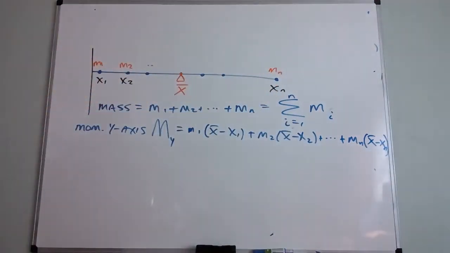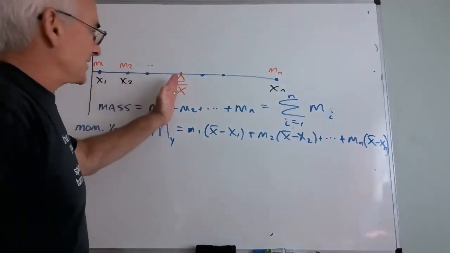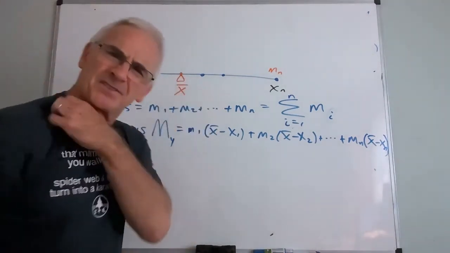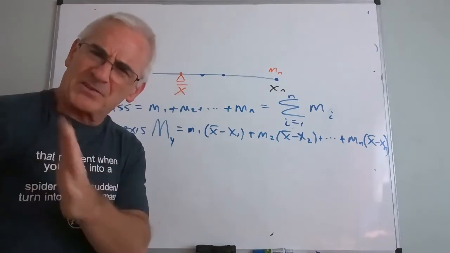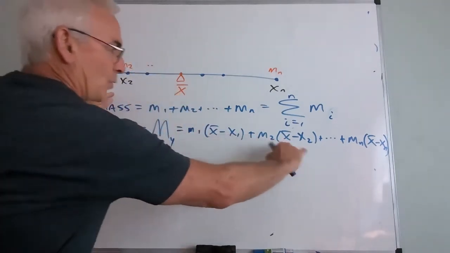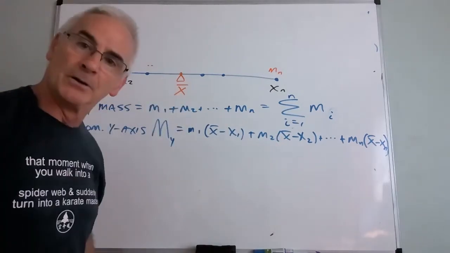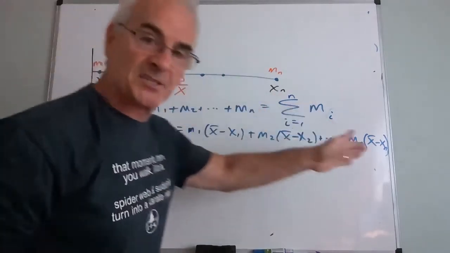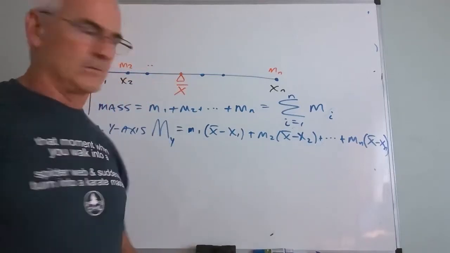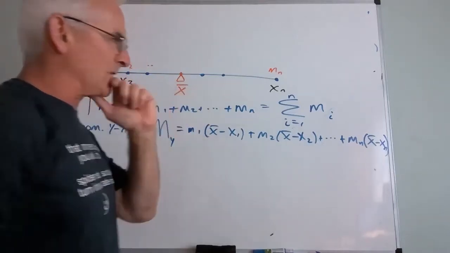Now, aren't all the x bar minus x's going to be negative at some point? Now think about this logically. Everything to the left of here, x bar minus the x coordinate is obviously a positive number. And everything to the right of x bar, that's got to be a negative number, because I'm going this minus that coordinate.